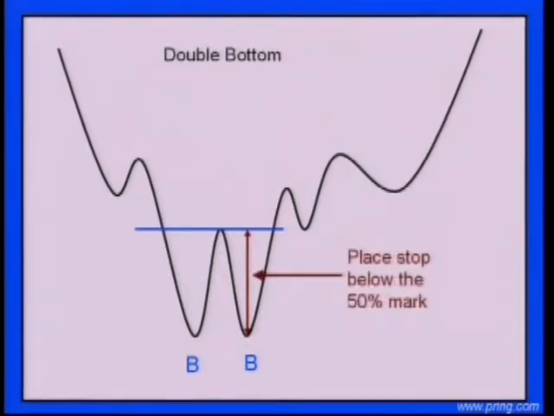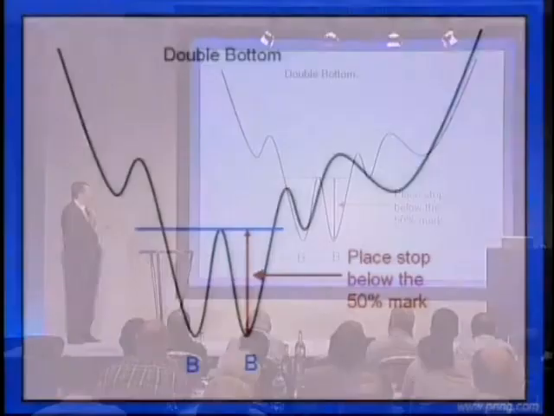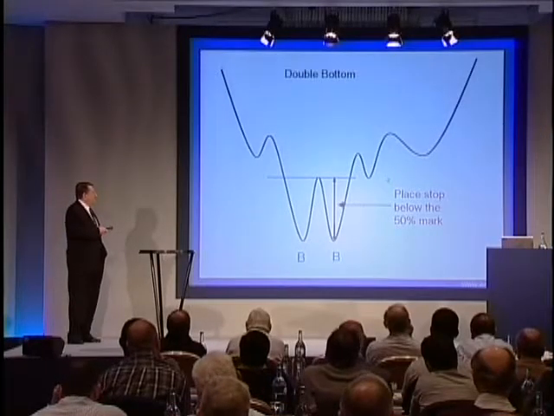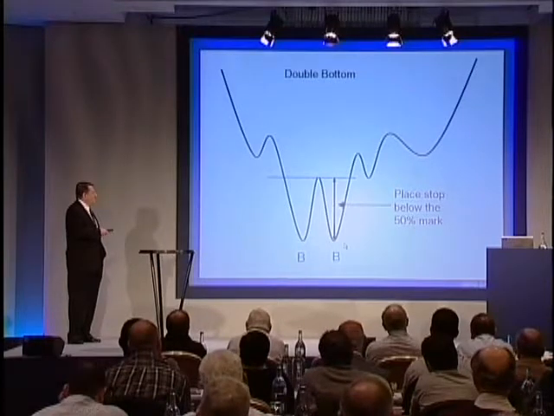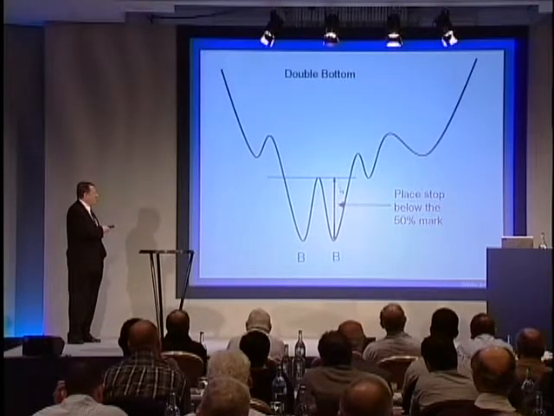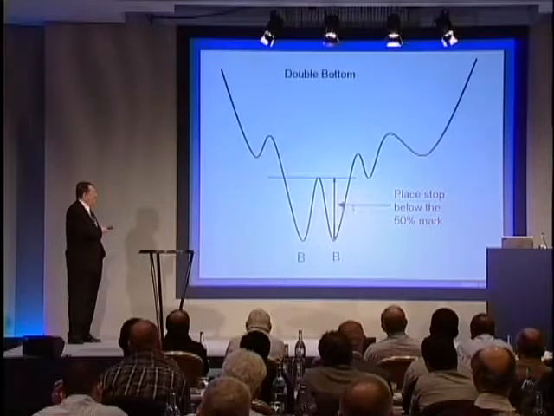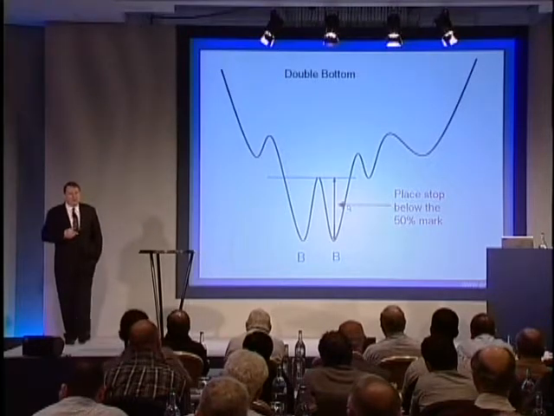So one thing you can do is, often what people will do is they'll buy on the breakout from a double bottom, and then they'll place a stop a little bit below the 50% point. So this represents 100%, so if the price comes back below this point here, which represents 50%, you place your stop below that.